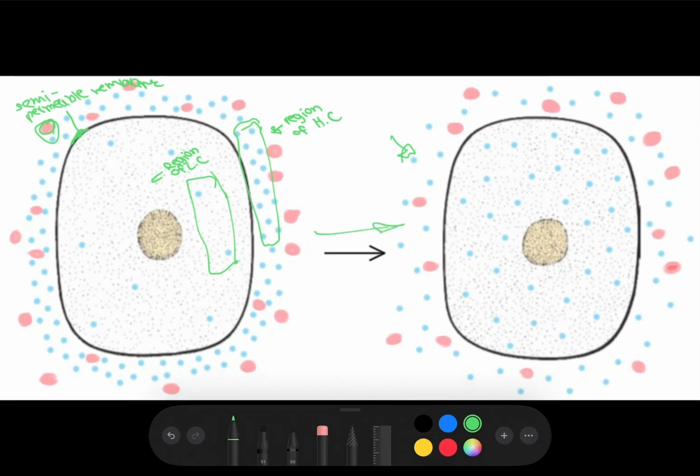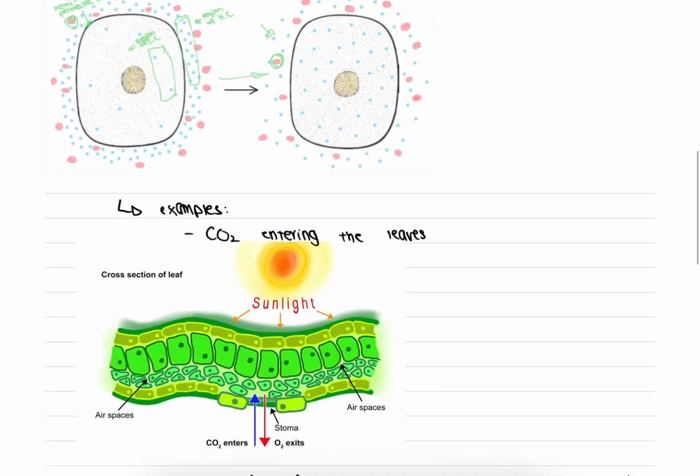So which is why this occurs, and basically now both regions of concentration have evened out and diffusion is no longer occurring. However, as you can see, the red particles stay out because they cannot cross the semi-permeable membrane due to their size. So that's that.